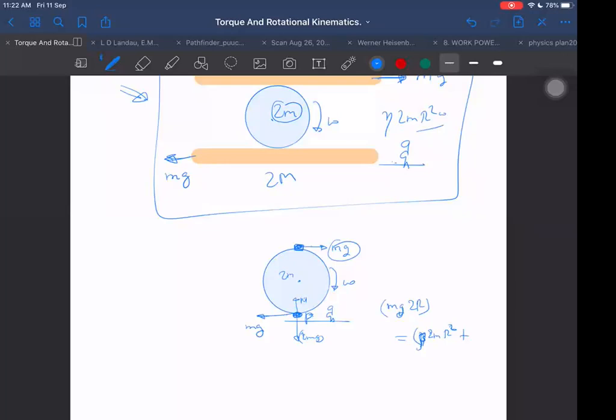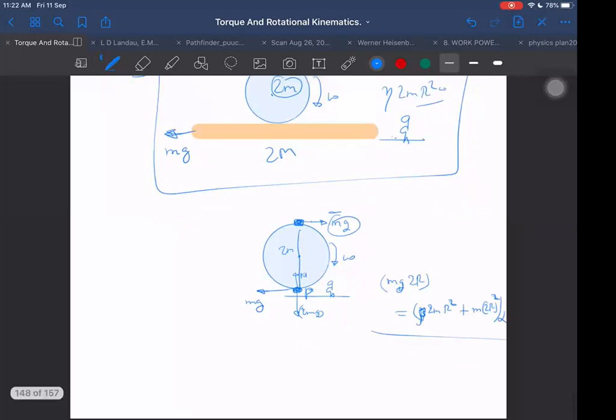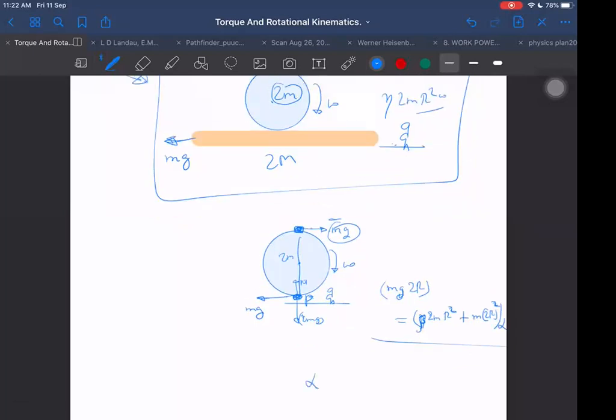Plus this M has 2r distance. M has 2r distance here. M into 2r square. I will treat it as a point connected to this whole into alpha. Now we are getting the answer again in one step only. What is the answer, alpha? Alpha is coming out to be mg into 2r divided by beta.